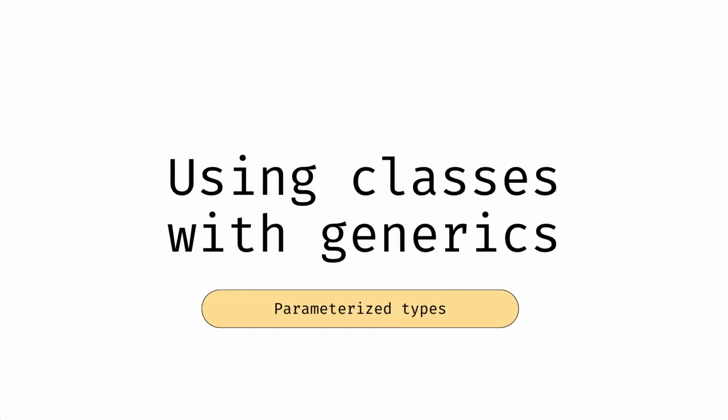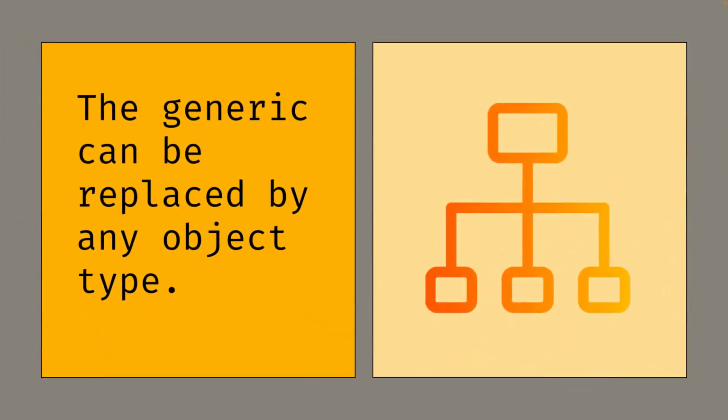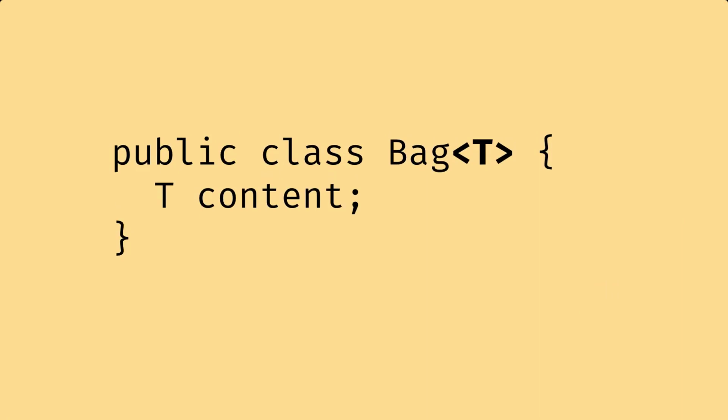In this video, we'll look at using classes with generics. The generic can be replaced with any data type, except for primitives, so any object type. In this case, the T type parameter can be replaced with any data type, such as an integer, string, or double, when the class is created.